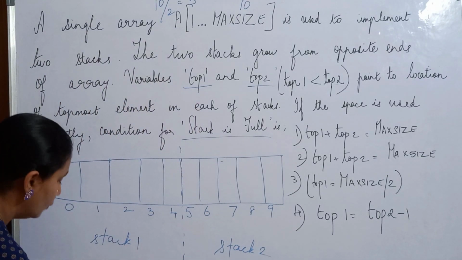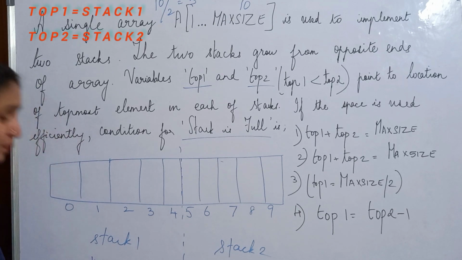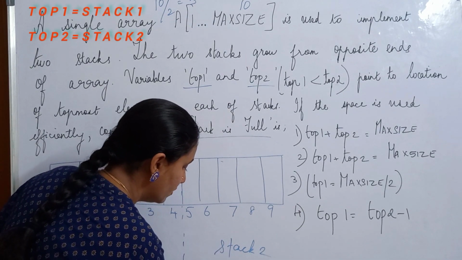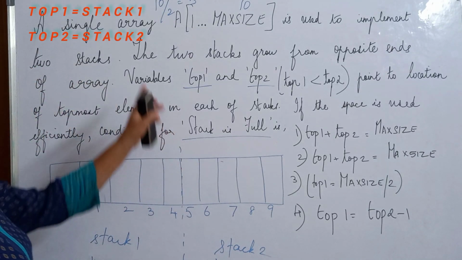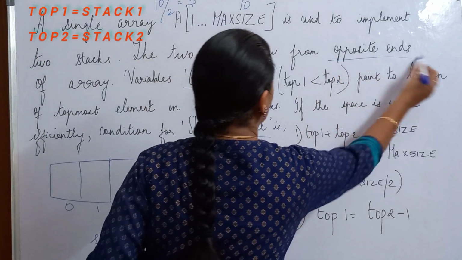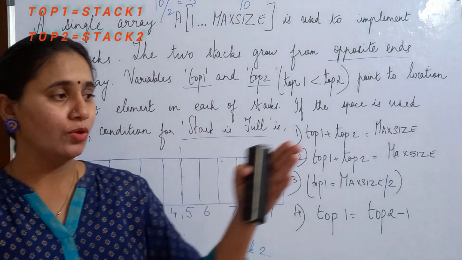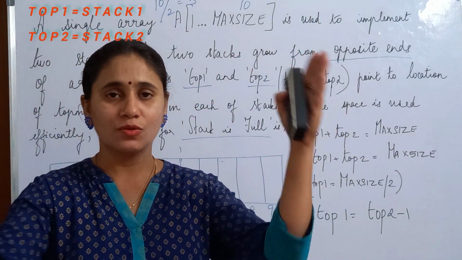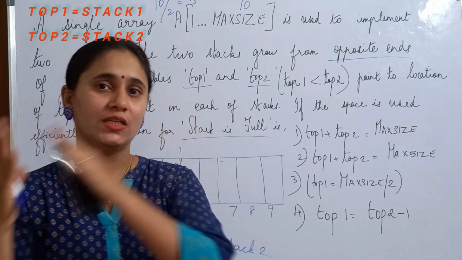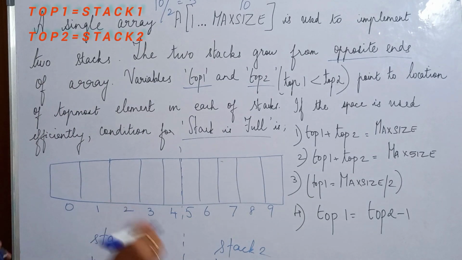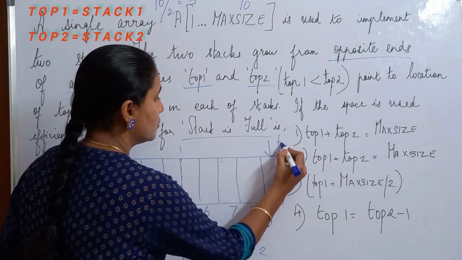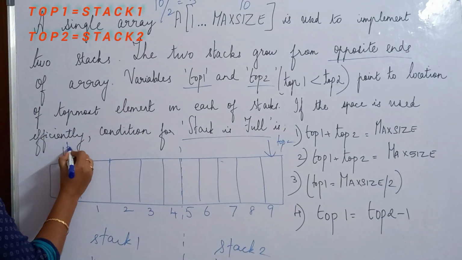Here we are going to use the pointer named top 1, and here the pointer named top 2. As given in the question, the stacks grow in opposite directions. The two stack pointers are going to grow like this, in opposite directions, not in the same direction. Like this we must store the values. At present, let the top pointer be here, and for stack 2 let the pointer be here. This is top 2 and this is top 1.